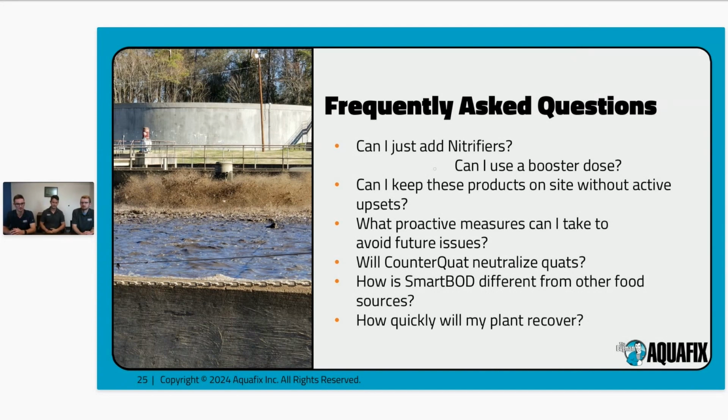Absolutely. And how quickly will my plant recover? Very ambiguous question. It is 100% a case by case basis. If you just want to add nitrifiers, like in that first part we talked about, that'll simply take 4 days. But on the further end of that spectrum, if you have a complete washout, then we're talking about a full scale rebuild, 30 to 35 days. It's always going to depend on your situation, but that's what we're here for.